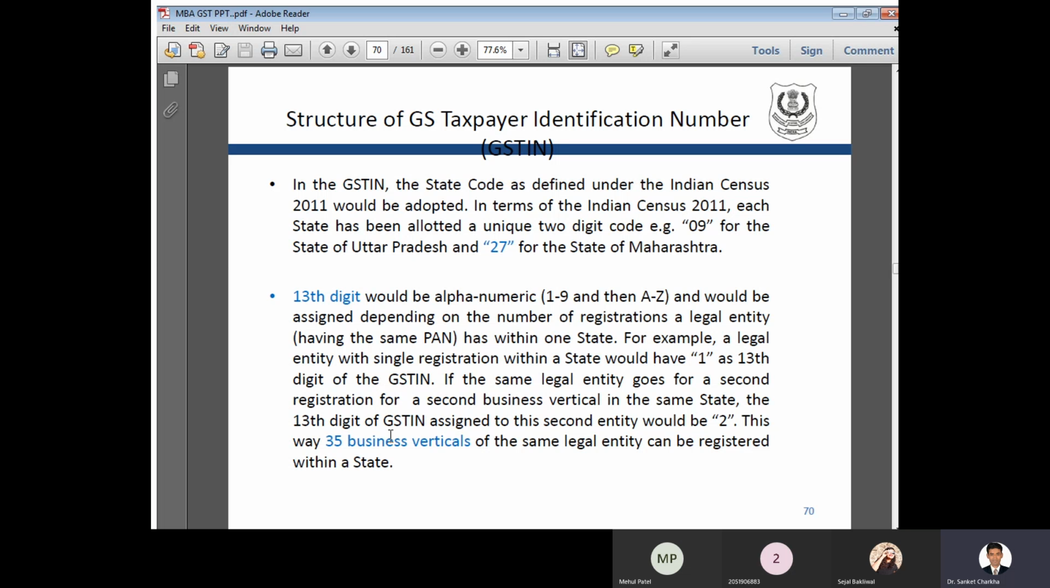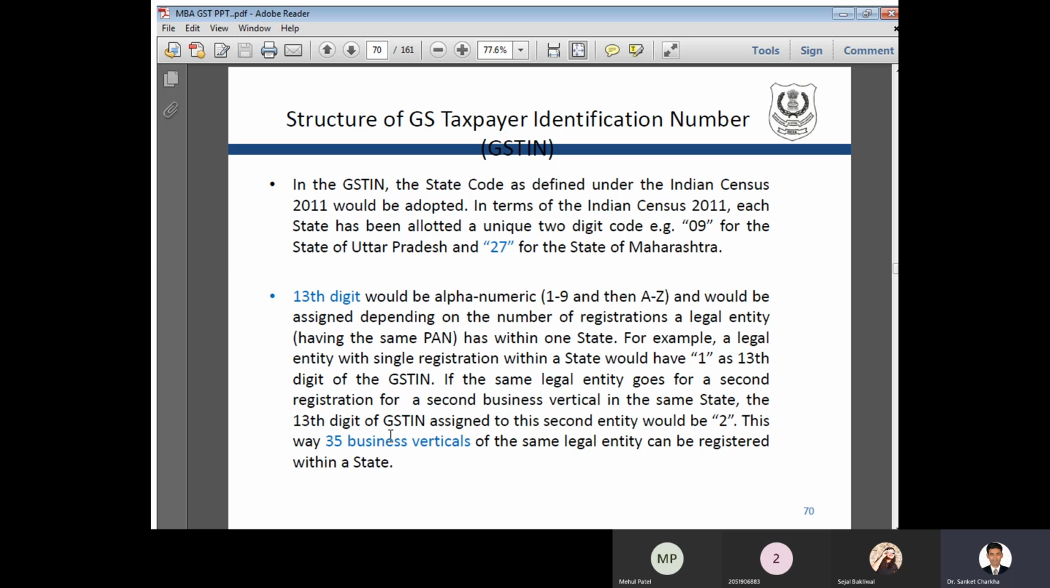For example, a legal entity with a single registration within a state would have 1 as the 13th digit of the GST. And if the same legal entity goes for a second registration for a second business vertical in the same state, the 13th digit of the GST assigned to this second registration would be 2.